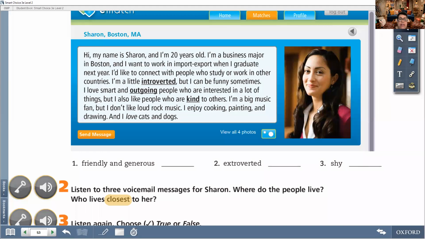So which one lives closest to you? Which person lives closest in relation to the others? That the distance is not so big. São Paulo, Manaus, or Miami? Sorry, can you repeat, please? Miami. Miami is closest to Rio.